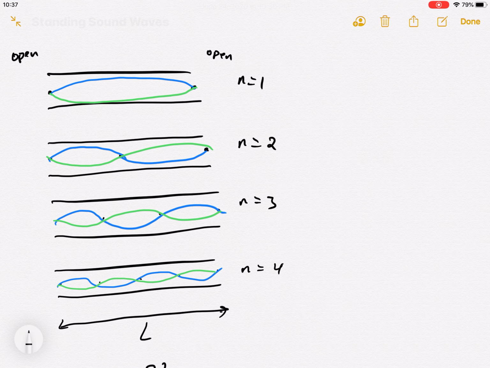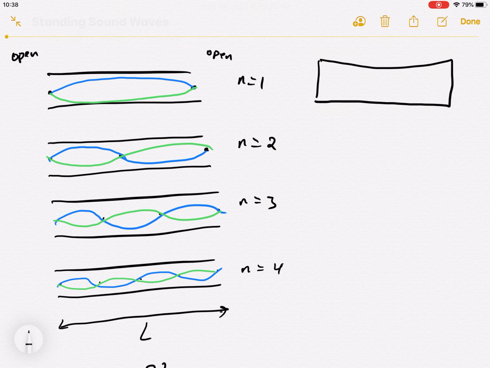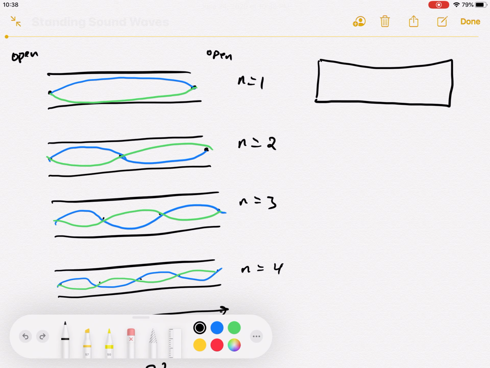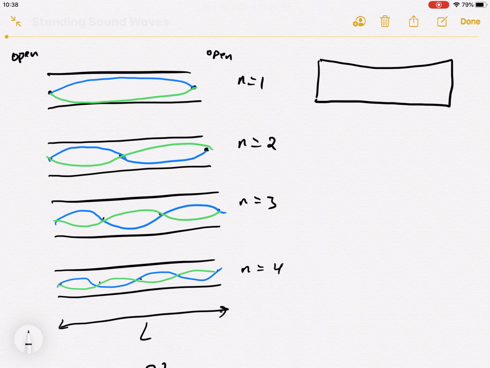So that's really interesting. I want to show you two more systems, actually. You can also have a closed system. So what does a closed system look like? This would be a closed system, and you could maybe excite this motion by cutting a small hole right here and blowing across that or something.